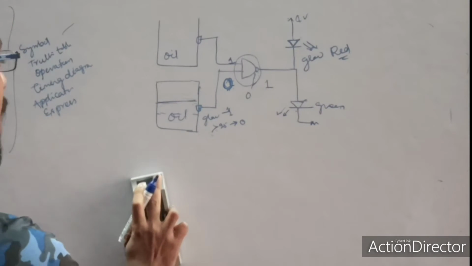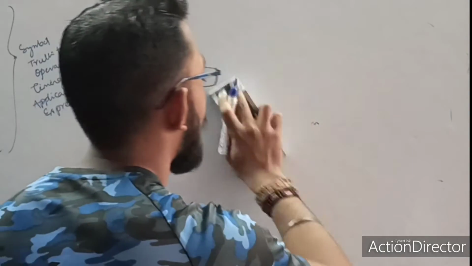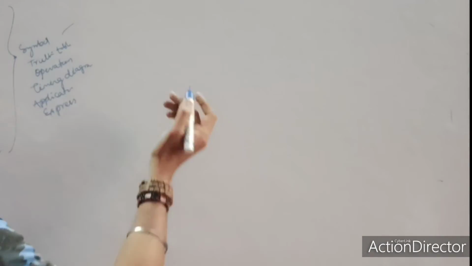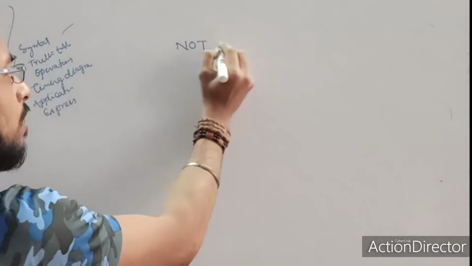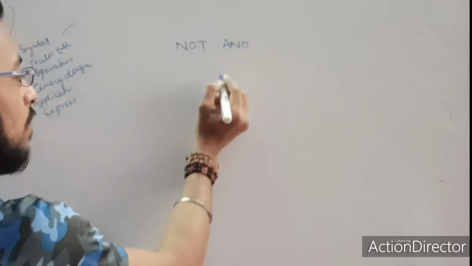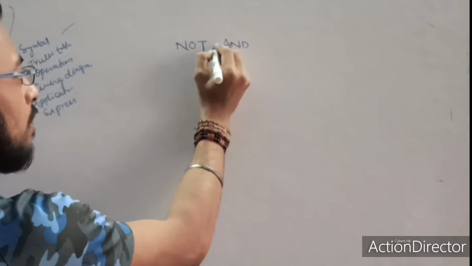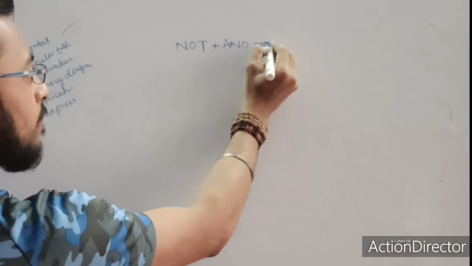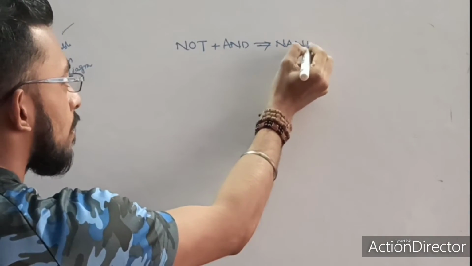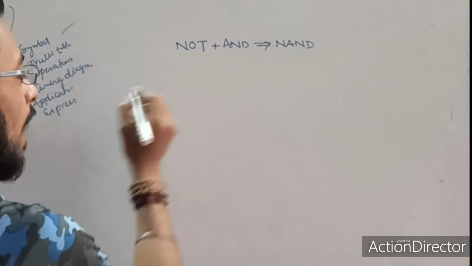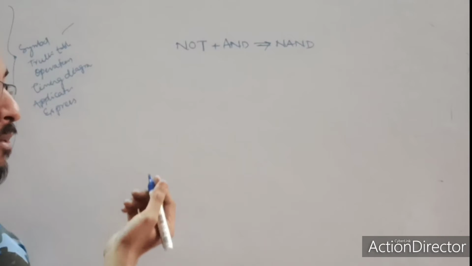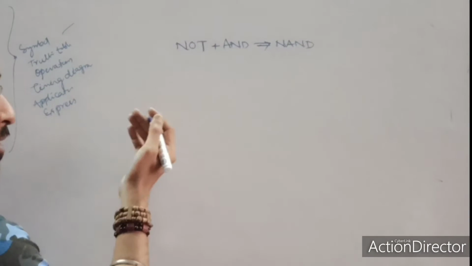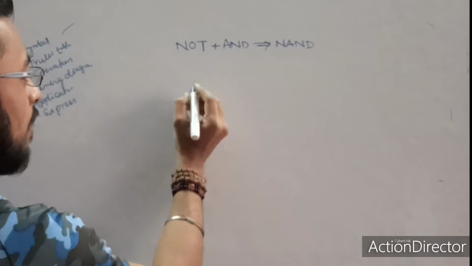Now let's see how to express this NAND gate. This NAND gate, as I told, is nothing but NOT and again AND. It is also called NOT plus AND. It is combined to give me the NAND gate value. I can use an OR gate also to form this NAND gate.